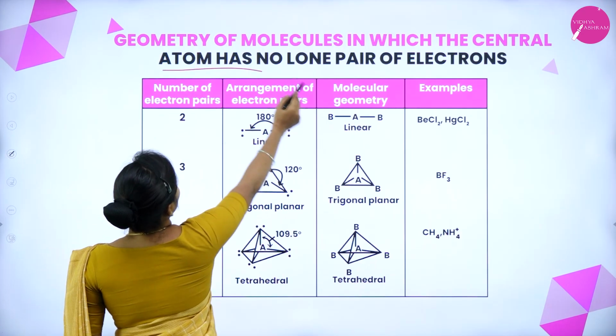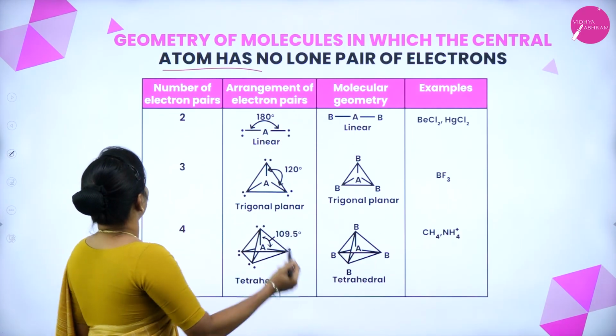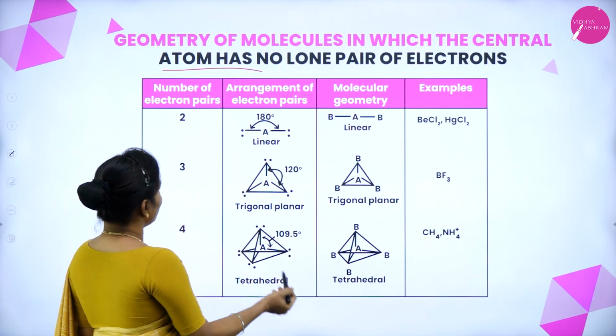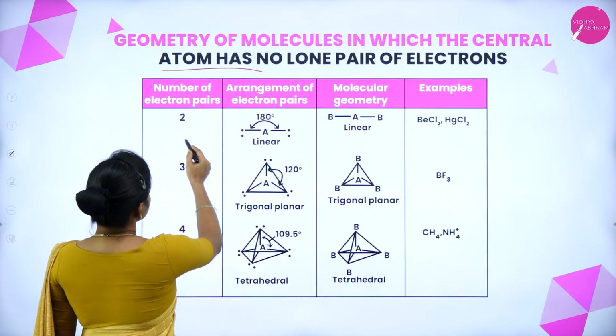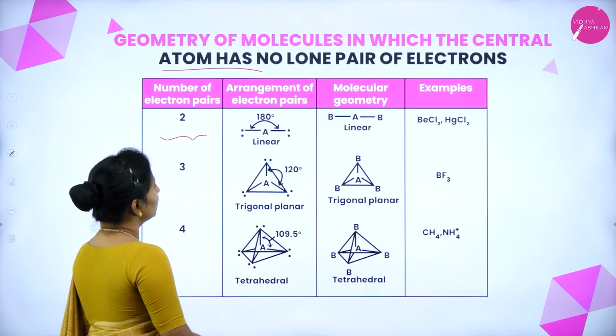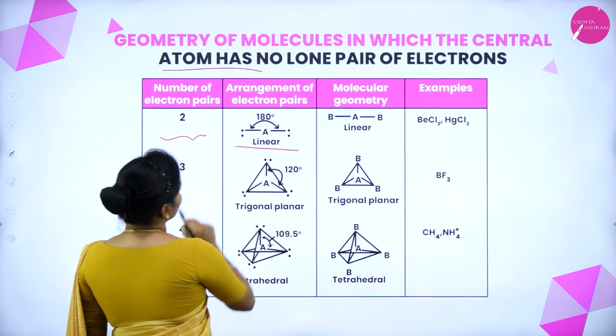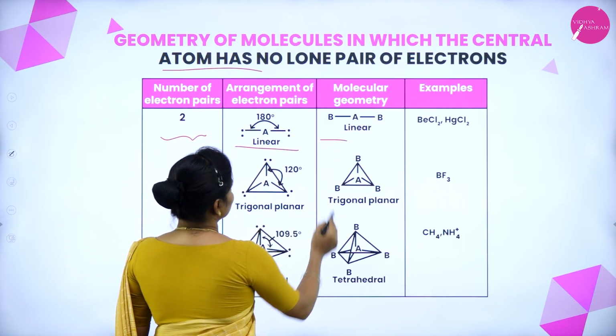The geometry of molecules in which the central atom has no lone pair of electrons. If the number of electron pairs is 2, it shows linear geometry.